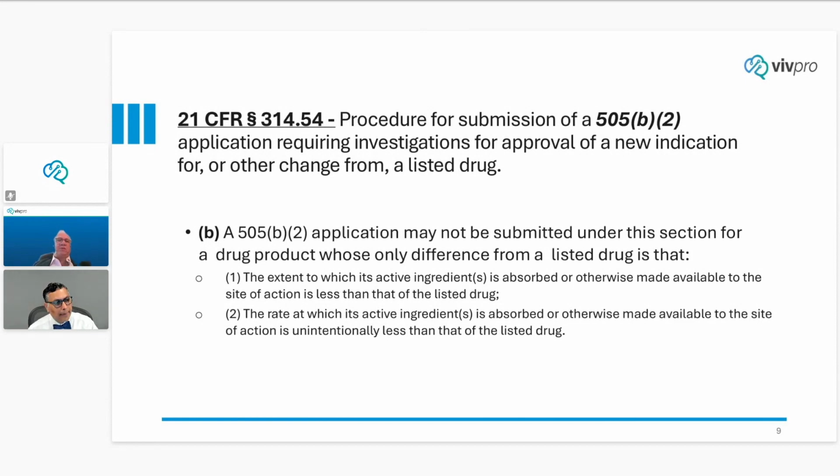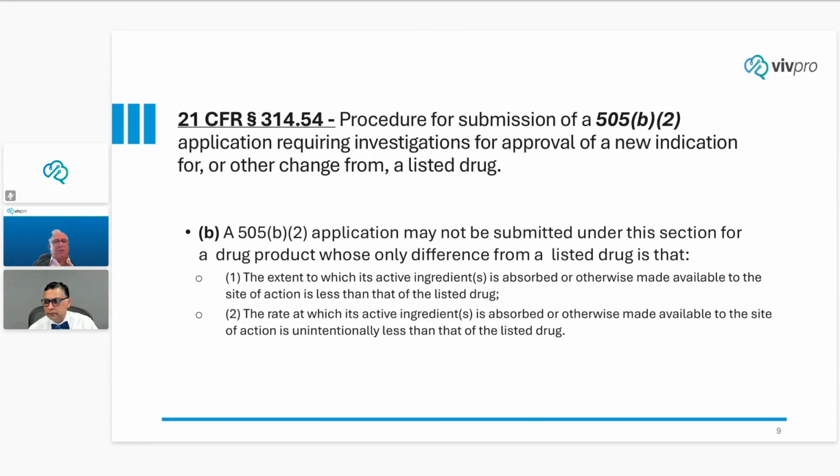It happens mostly for modified release formulations where they were able to show that their test product, the 505(b)(2), the new test product, is equivalent to another controlled release formulation that is approved on the market. In that case, they can get an AB rating to that approved modified release formulation.